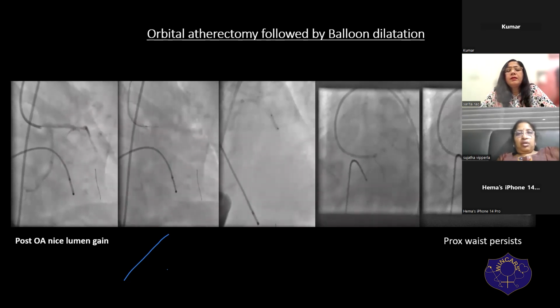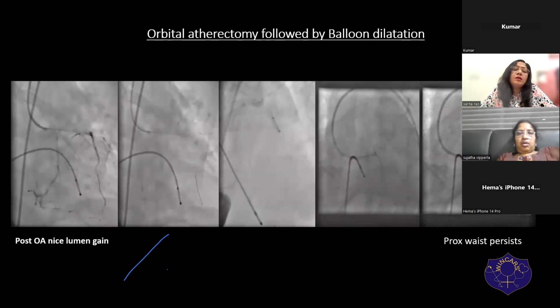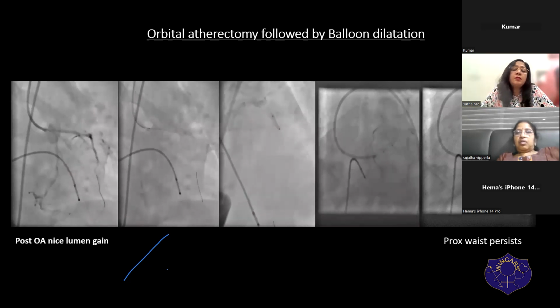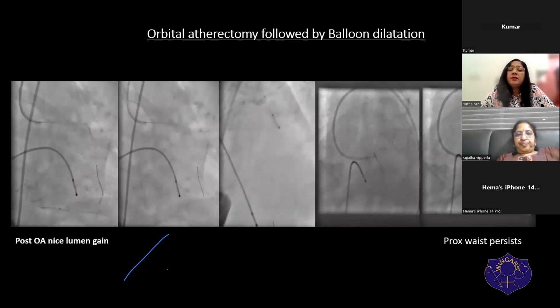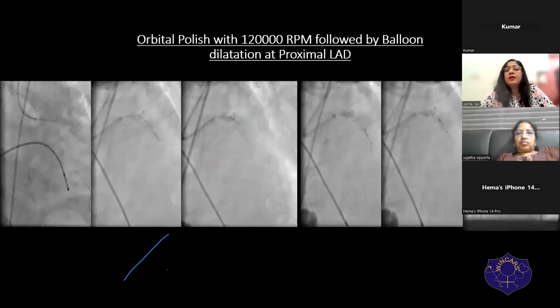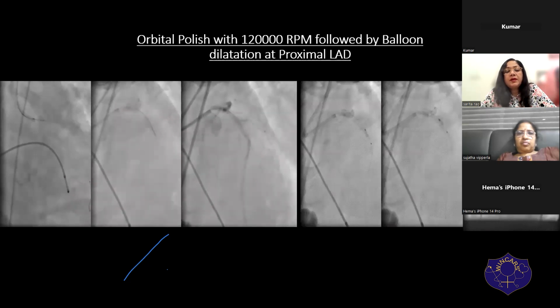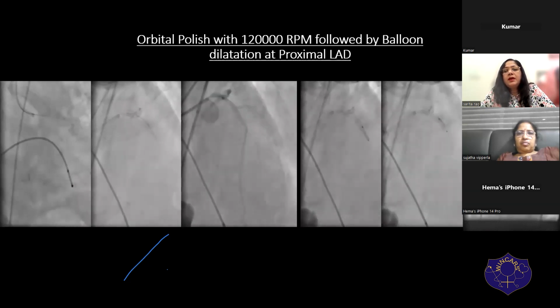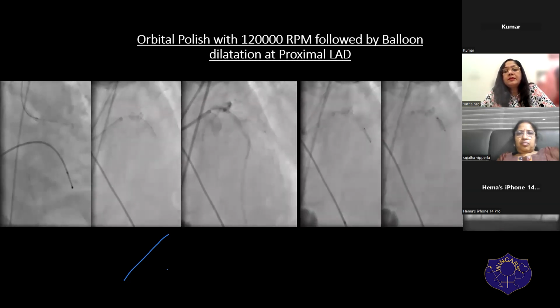What balloon? This was a normal balloon. It's a normal NC balloon, right? And I can see that there is still a proximal waist over there, right? So I said, okay, let me increase the speed. So I went up to 120 now. So I've hiked up to 120 and we are going in. And this is again followed by balloon dilatation.